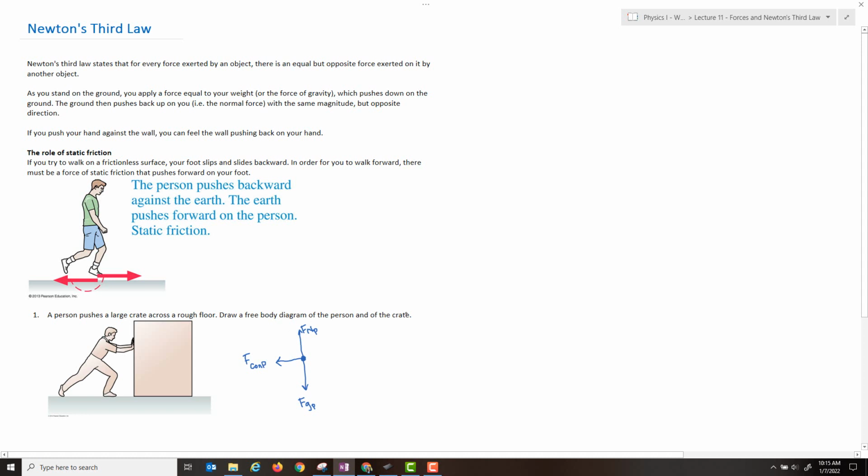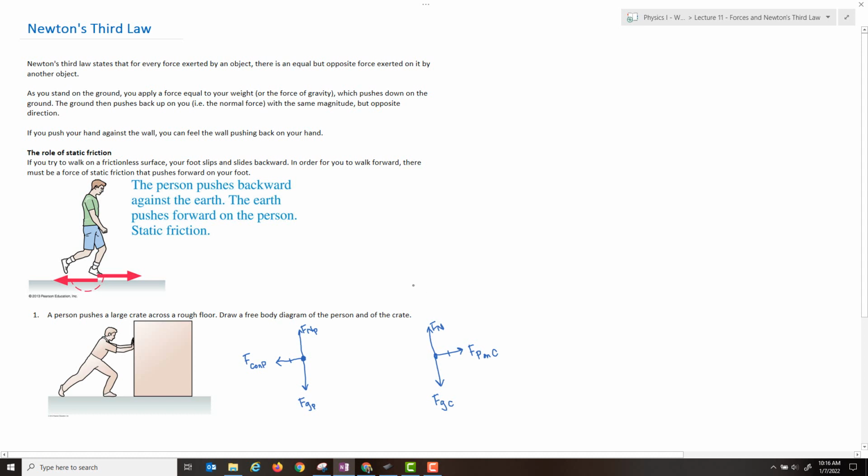Okay? Now, if we take a look at the crate, the free body diagram would look very similar. So we have the force of gravity of the crate. We have the normal force of the crate. But the crate is also feeling the force of the person pushing on the crate. So this would be pushing the crate forward. So this is the force of the person on the crate. Okay, notice that it's equal in magnitude but opposite in direction to the force of the crate on the person.